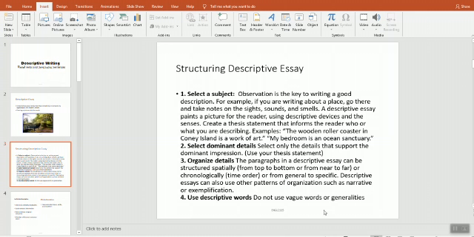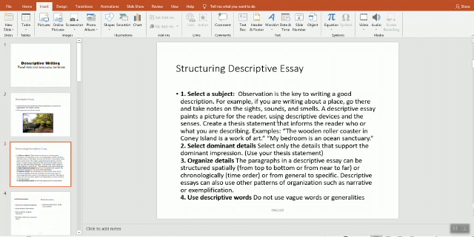Observation is the key to writing a good description, because if you observe well, it is going to give you words that appeal to the sights, sounds, and smells of the readers. So you actually have to appeal to these senses. A descriptive essay paints a picture, as we already said, using descriptive devices and senses. There are some descriptive, figurative devices that we will discuss in this lecture as well.